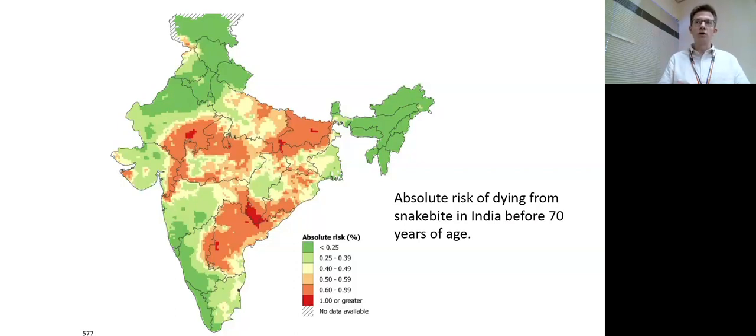Thankfully, the World Health Organization now also recognizes it as a neglected tropical disease. It's a disease of agriculture. It's an occupational hazard in rural areas, and for that reason it perhaps lacks advocacy. So we, as the clinicians treating snake bites, can be the advocates for this disease.